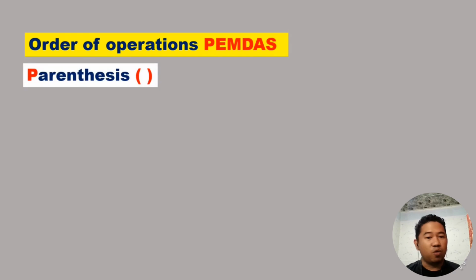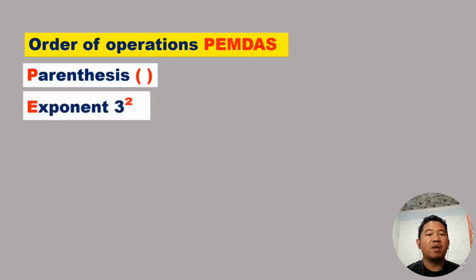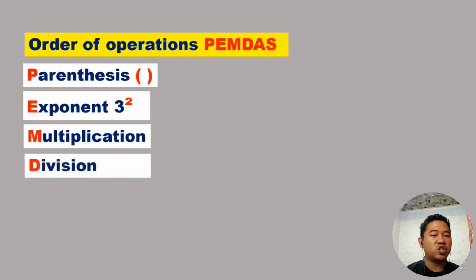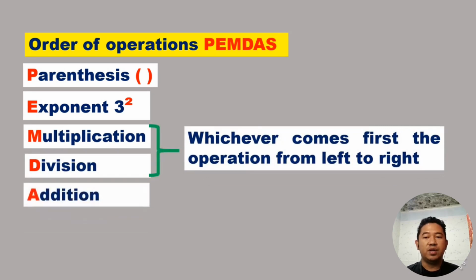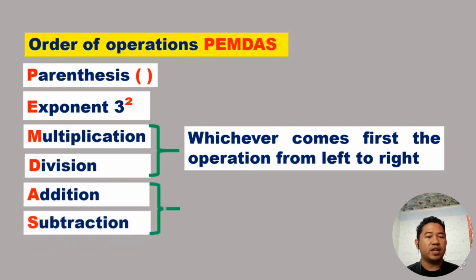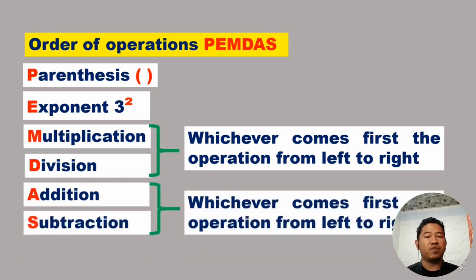Parentheses, let's open and close parentheses. We have exponent, that's 3 by the power of 2. Multiplication, division. So for multiplication and division, whichever comes first, the operation goes from left to right. Now for addition and subtraction, whichever comes first, operation from left to right as well.